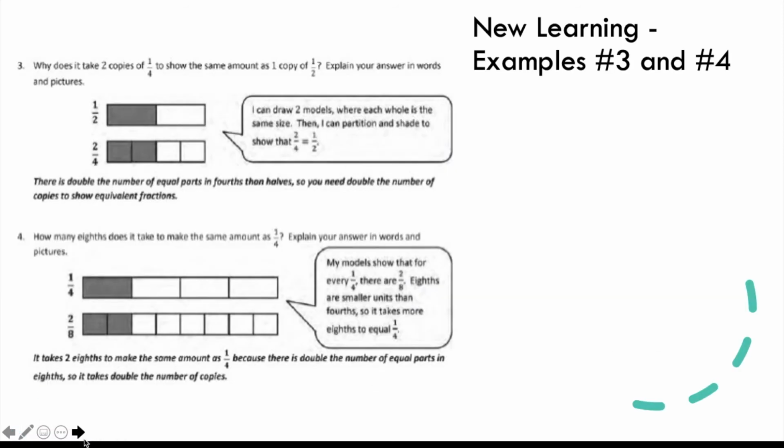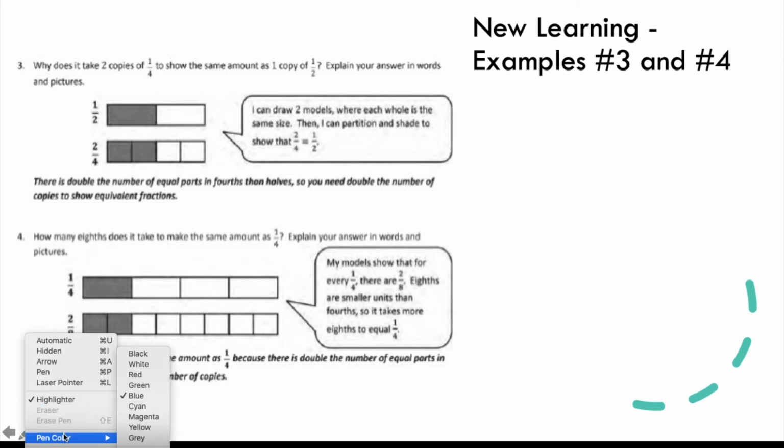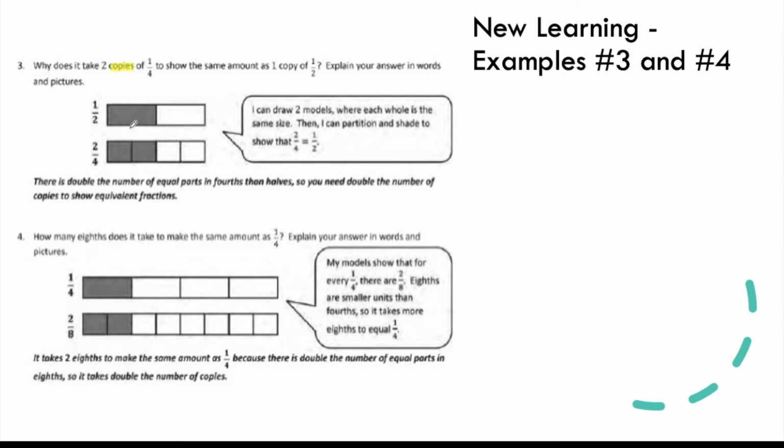Okay, here are our next 2 learning examples. Why does it take 2 copies of 1/4 to show the same amount as 1 copy of 1/6? Explain your answer in words. So this language I thought was a little funky, so I just want to talk about that for a second. When they say copies, they mean like pieces.